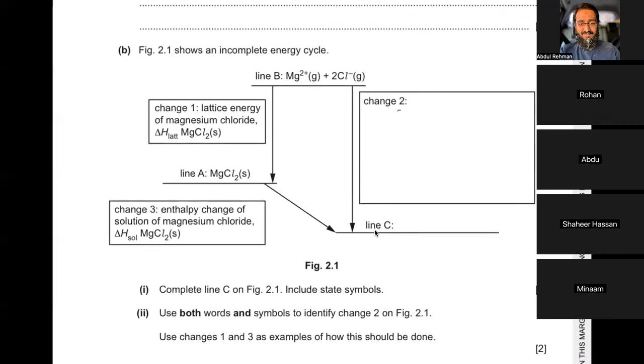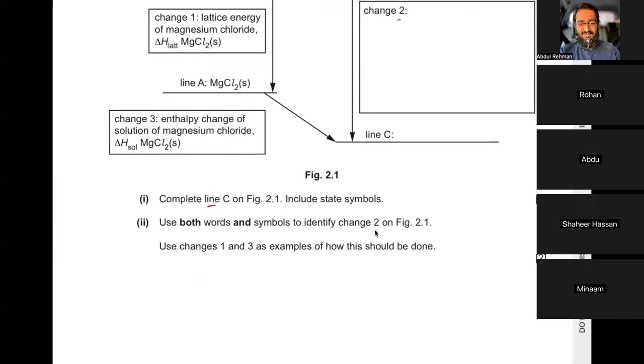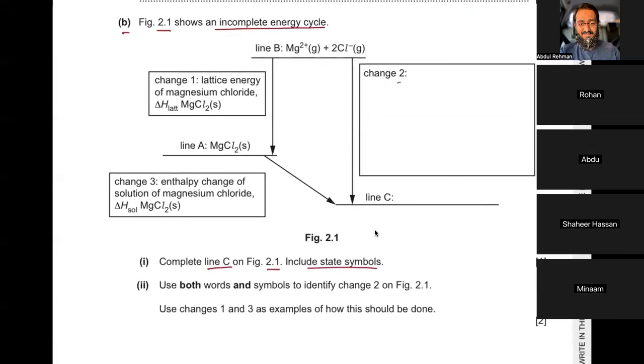Next, D. Figure 2.1 shows an incomplete energy cycle. Complete line C on figure 2.1 include state symbols. So there is a solid, there are gas. So it means over here we have a magnesium 2 positive in the aqueous and 2 chloride ions in the aqueous.